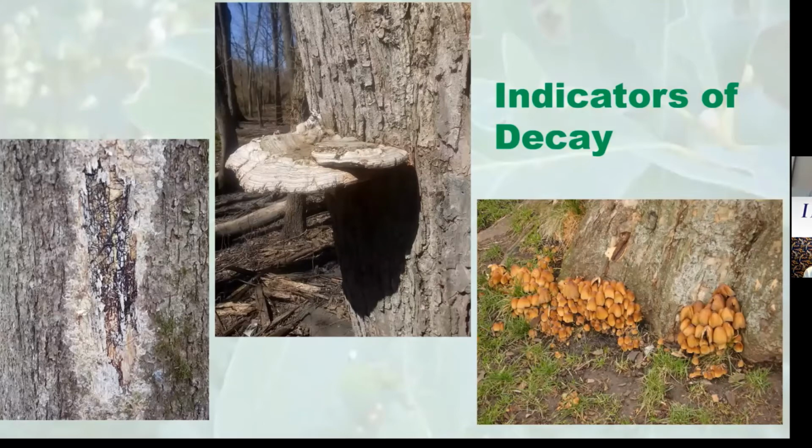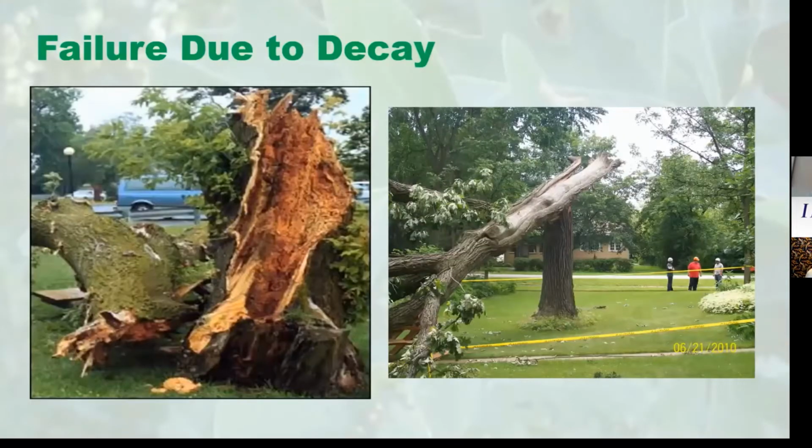Here you have some basal decay with some fruiting bodies, mushrooms. In the middle, you have a conch, which is a fruiting body of a fungal organism that's causing some heartwood decay. On the left, you have a fungal mat underneath the bark of this white oak tree. It's actually shoestring rot, and another sign of fungal decay. Failure due to decay, of course, can be catastrophic.